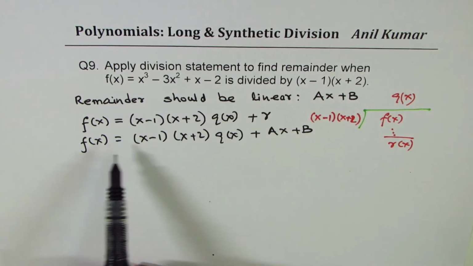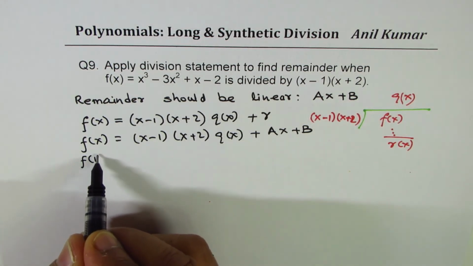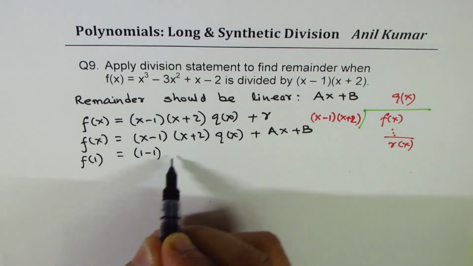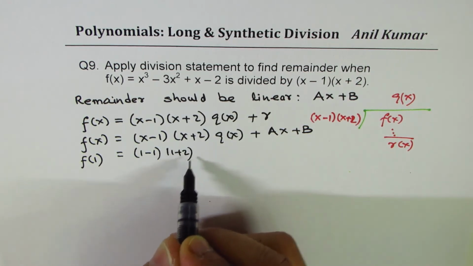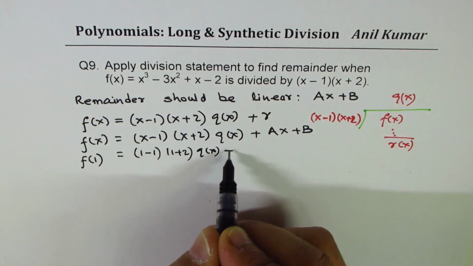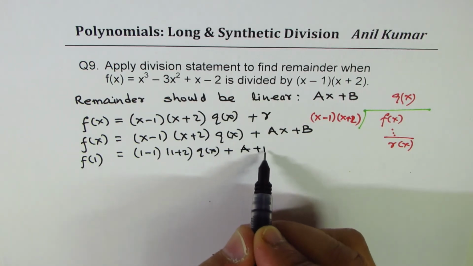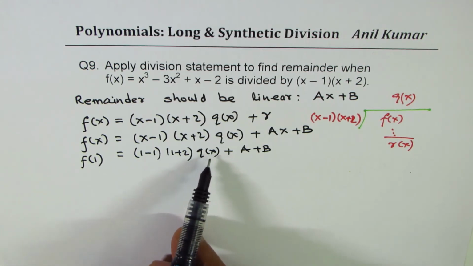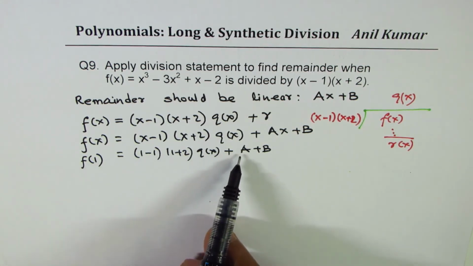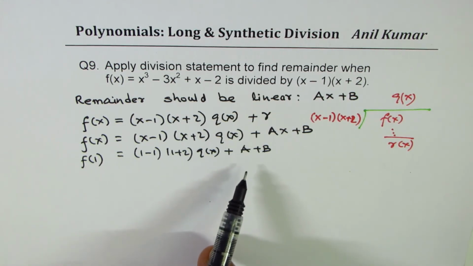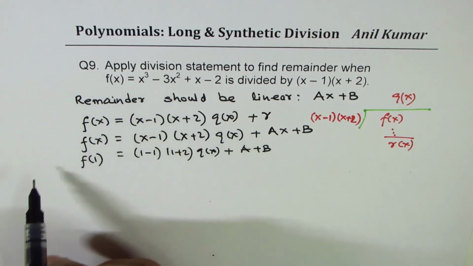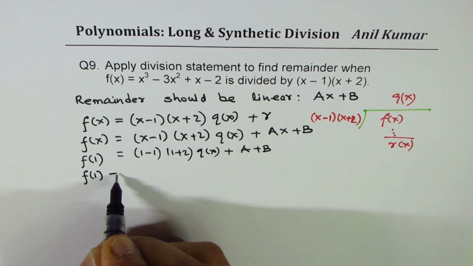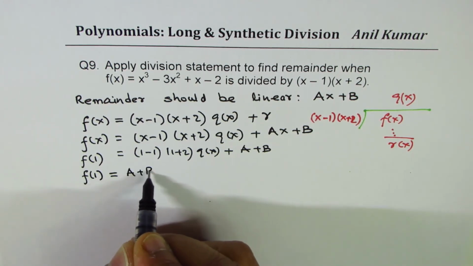Now see what happens if I write f of 1 here. If I replace x with 1, I get 1 minus 1, which is 0, times 1 plus 2 times q of x, plus a plus b, right? This is what I get. So 1 minus 1 is actually 0. So f of 1 is equal to a plus b. You get the idea, right? So f of 1 is a plus b. So let's find what f of 1 is.